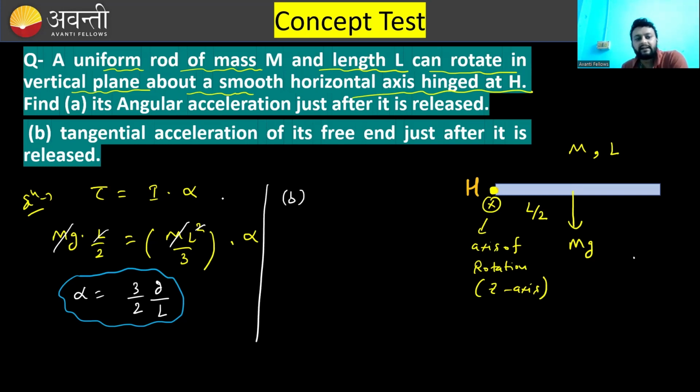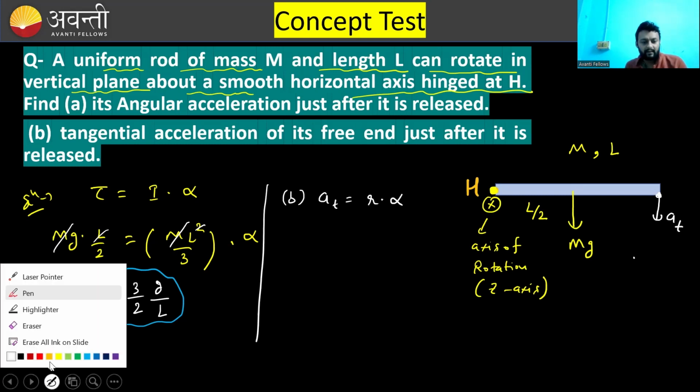B part says tangential acceleration of its free end. The free end is this one. And tangential acceleration, when it revolves, it's just going like that. So tangential acceleration is this one, and we have the relation a tangential is equal to R times alpha. What is R? R is the radius of the circular path.